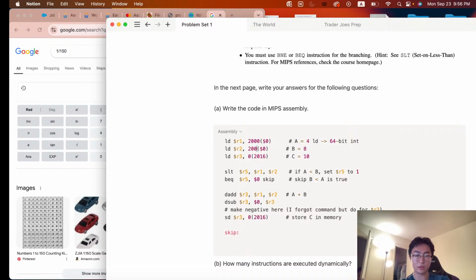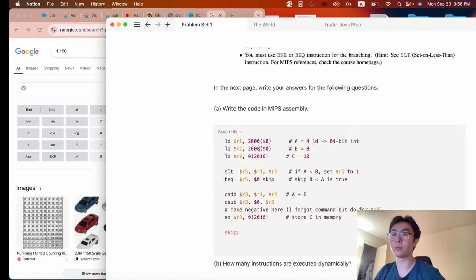So 2008. I wonder if it's wrong to do it the way I did. Is it wrong to load a value from a memory address using the following syntax? So R1, oh, I would have to do load immediate, I feel like.